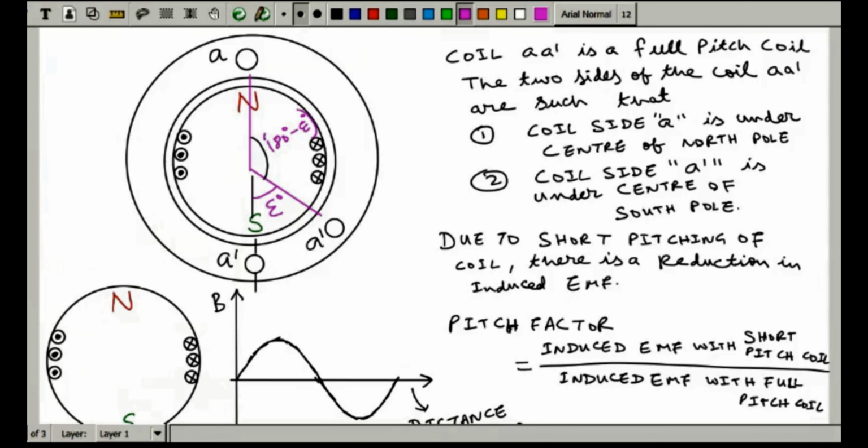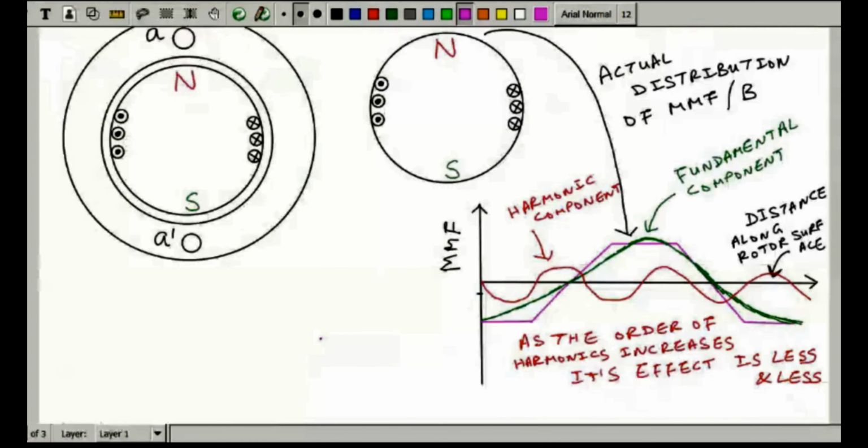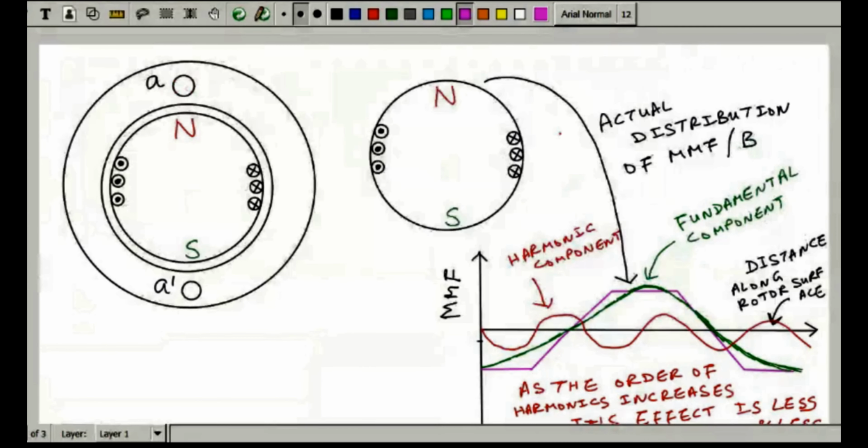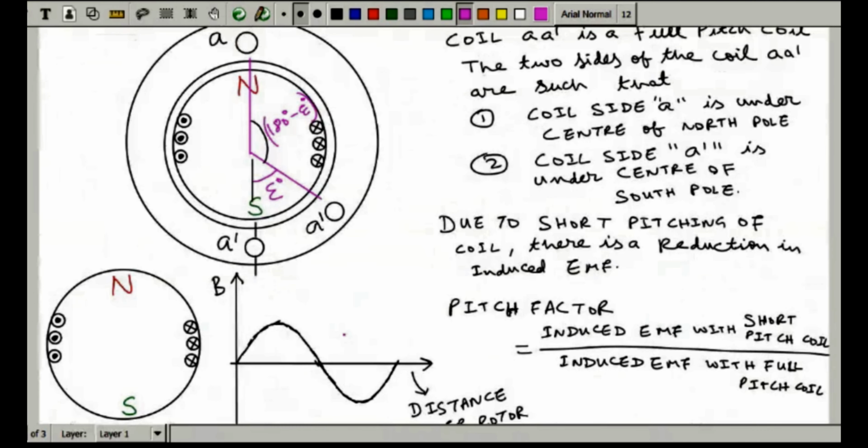Okay. So now how to find it? Before I start, I would like to say that the distribution of magnetic flux density over the rotor surface is assumed to be sinusoidal. As I have said earlier, the actual distribution is trapezoidal over the rotor surface, but we are applying Fourier series and only taking the fundamental component. That's why we are saying it is a sinusoidal distribution like this.